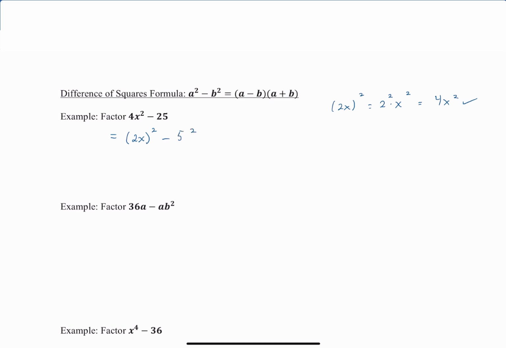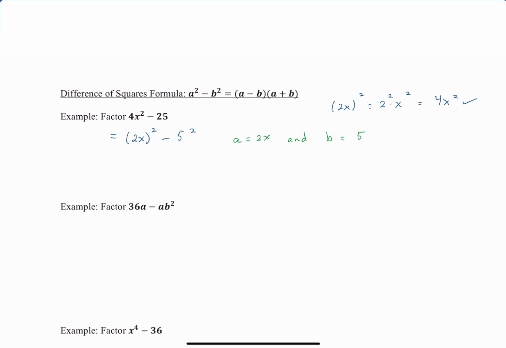So I can identify that the first thing being squared, which is the a in the formula, is 2x, and the second thing that's being squared, which is the b in the formula, that is the number 5.